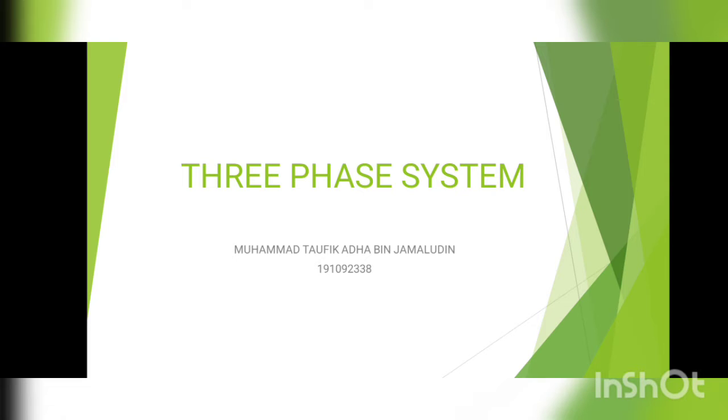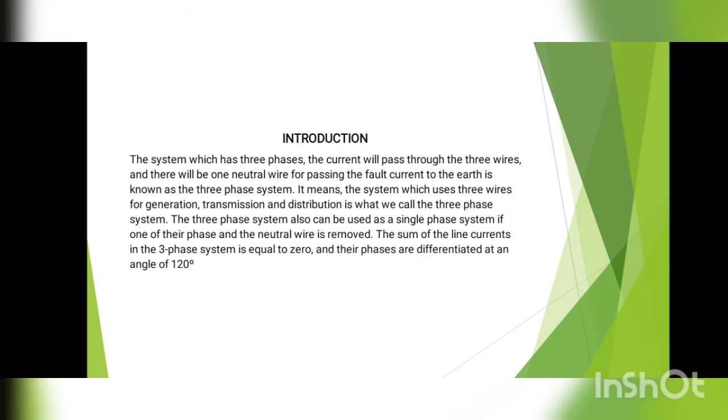Today I want to present about the three-phase system. For the introduction of the three-phase system, the system has three phases, the current will pass through the three wires, and there will be one neutral wire for passing the fault current to the earth. It means the system which uses three wires for generation, transmission and distribution is what we call the three-phase system.